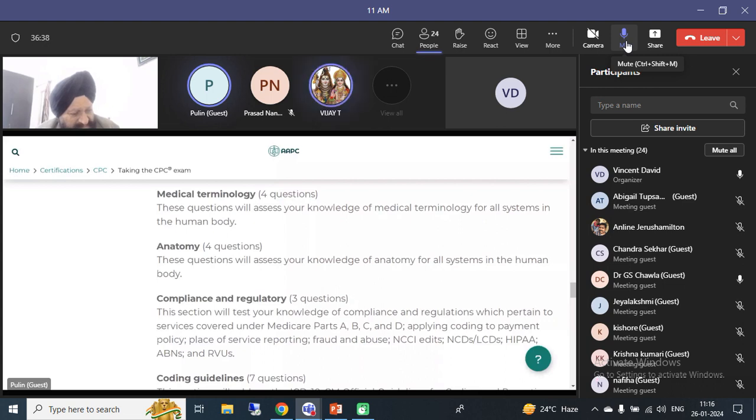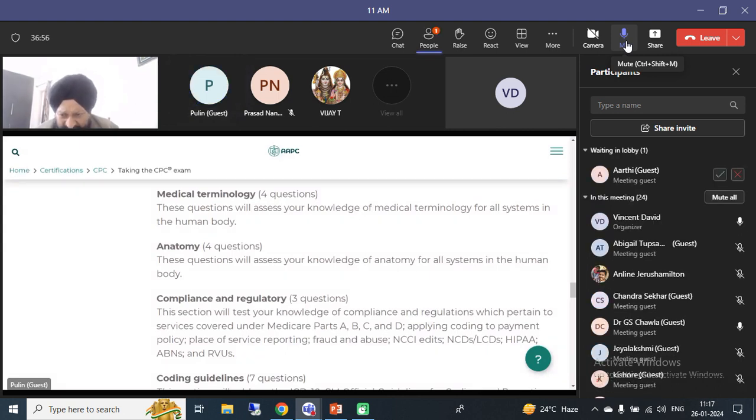Okay, that I already told you now. Then A, B, C, D options will be provided. Out of that, we have to select any one correct answer. We have to apply all the guidelines and find out that correct option. And there is no negative marking. Don't worry about negative marking. There is no negative marking.